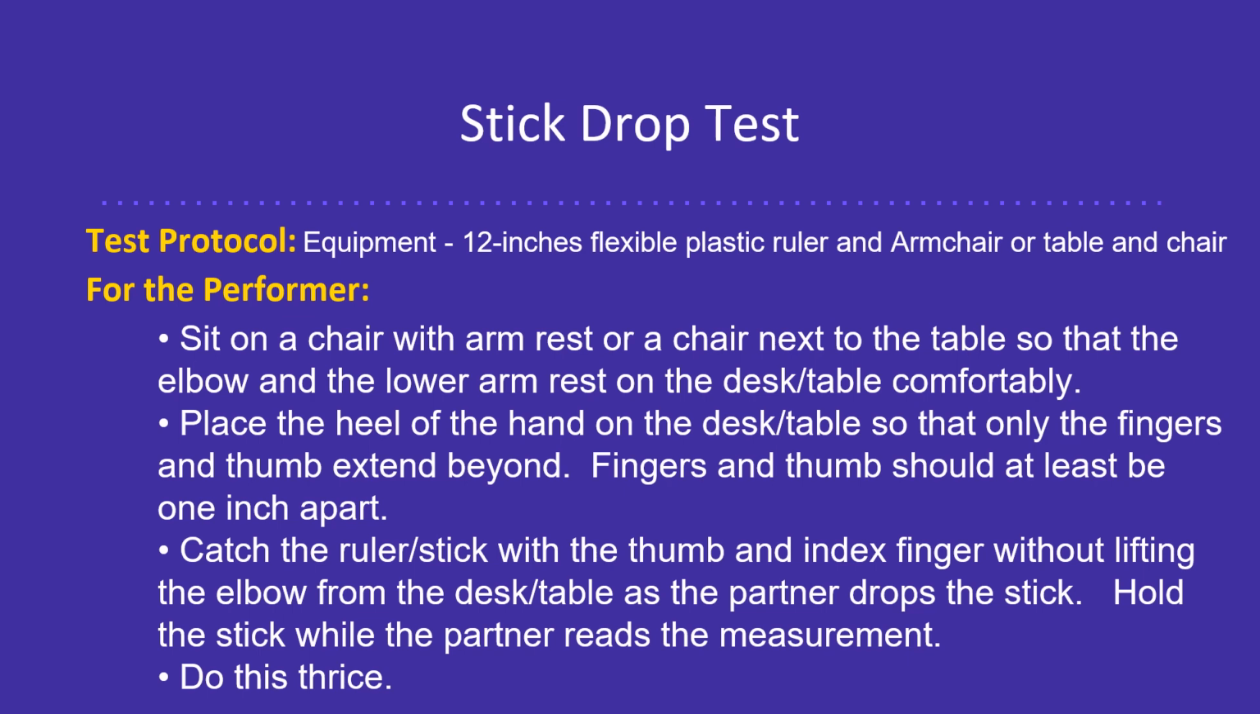Place the heel of the hand on the desk table so that only the fingers and thumb extend beyond. Fingers and thumb should be at least 1 inch apart. Catch the ruler or stick with the thumb and index finger without lifting the elbow from the desk or table as the partner drops the stick. Hold the stick while the partner reads the measurement. Do this thrice.